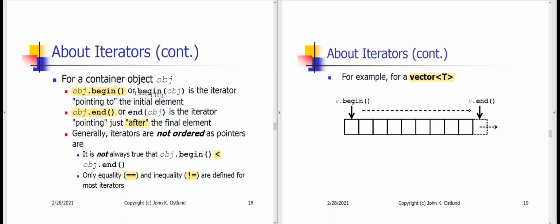As an alternative notation, which a lot of people prefer, I tend, I guess because I'm an old timer, I tend not to use this. Dot begin and dot end have been around forever. In recent versions of C++, you can say begin(object) as an alternative to object.begin, and likewise end(object) as an alternative to object.end. So let's look at actual code.